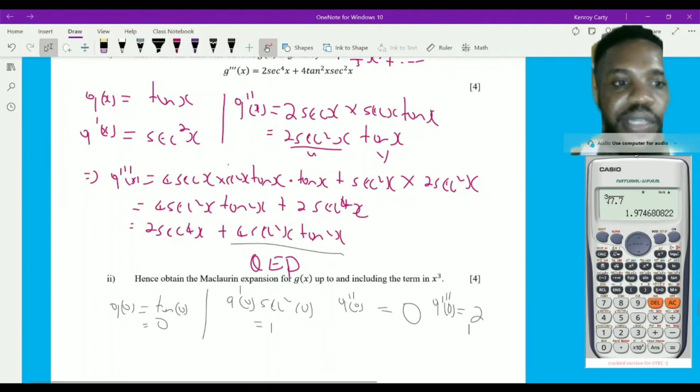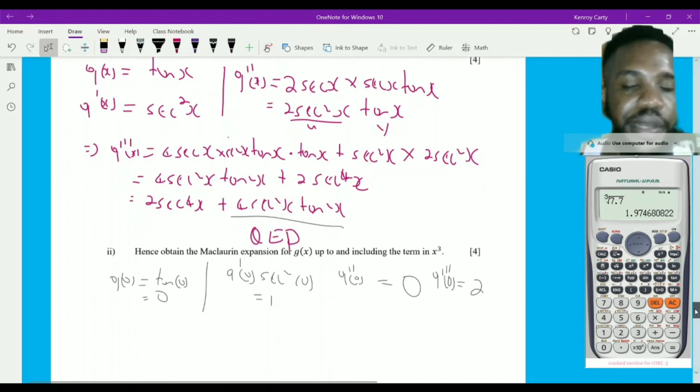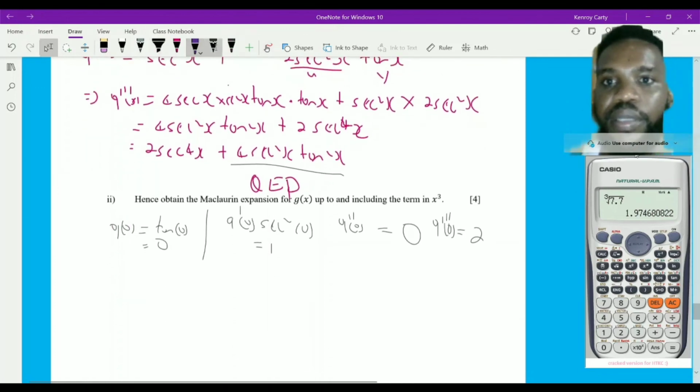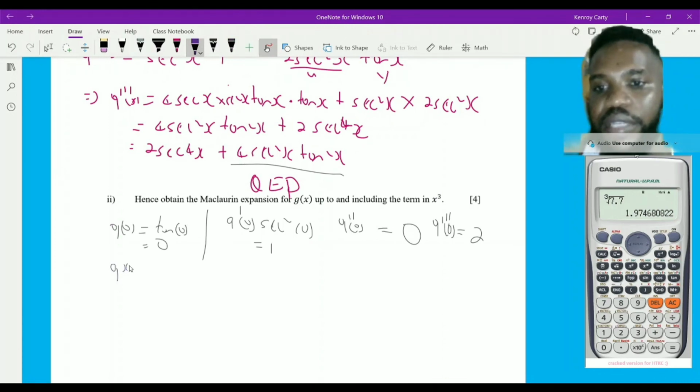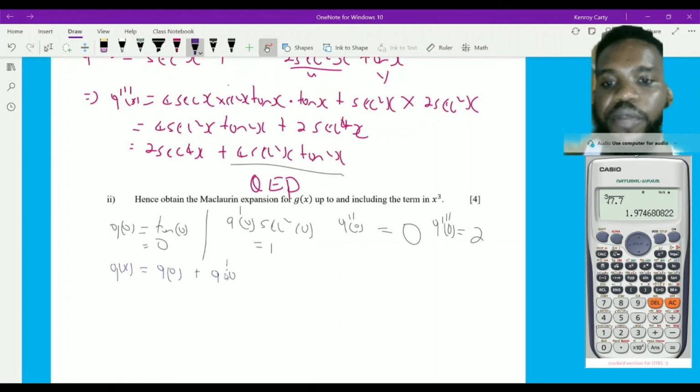Now for the Maclaurin expansion, as we have written the form at the top already, I'm just going to remind you, because you need to know this, g of x is equal to g of 0 plus g prime of 0 over 1 factorial x, plus g double prime of 0 over 2 factorial x squared, plus g triple prime of 0 over 3 factorial x cubed.